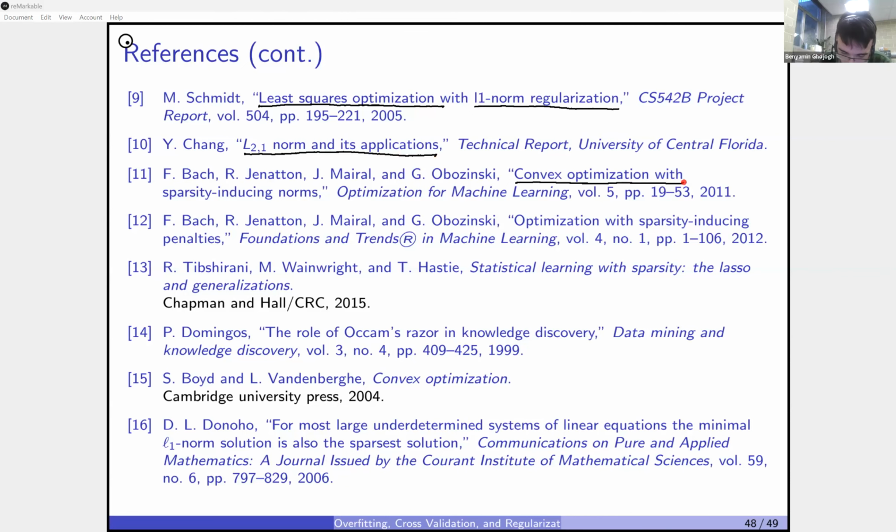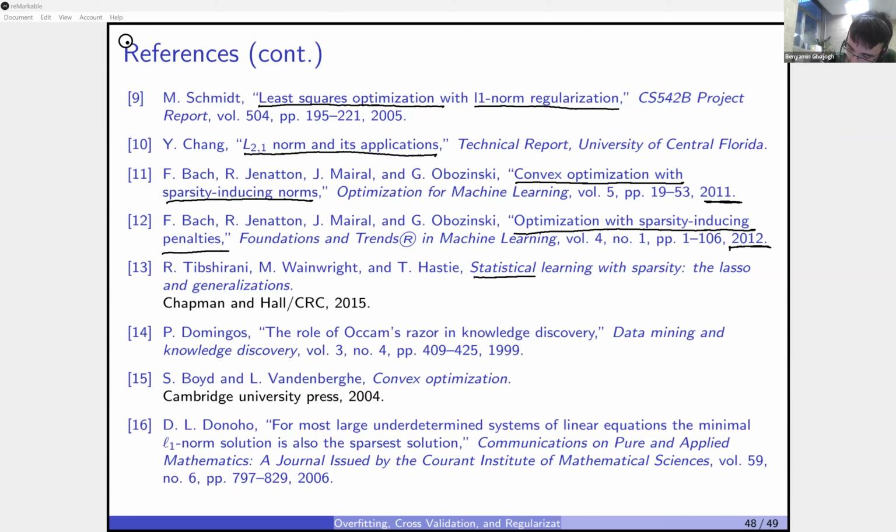Convex optimization with sparsity-inducing norms, 2011. Okay. So convex optimization with sparsity-inducing norms. These are important papers you can take a look at for sparsity. Also, optimization with sparsity-inducing penalties in 2012.